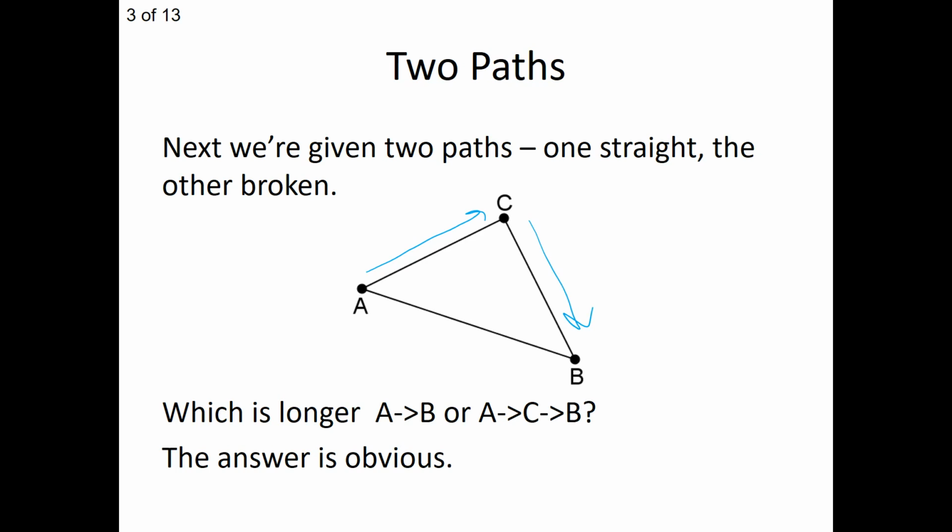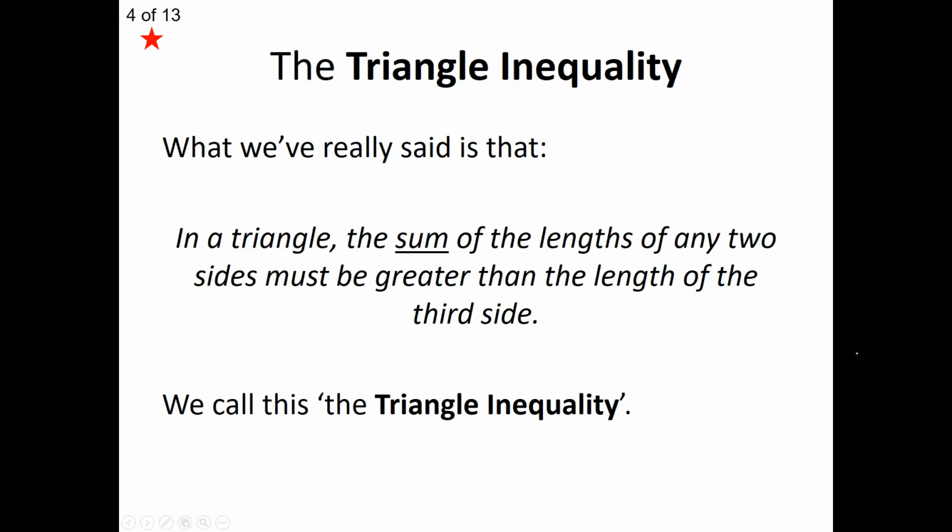Now, yes, it does seem obvious. However, my philosophy is, if we can prove it, let's prove it. What we're going to prove is that if you pick any two sides of a triangle and add them together, it will be greater than the length of the third side. We call this the triangle inequality.